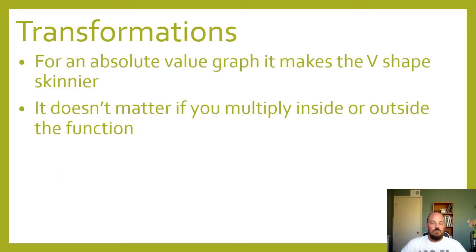Oops, I went out of order, that's okay. For the absolute value graph though, I want you to realize what it does. If you make a V shape taller, the way it's going to appear to you is skinnier. So the bigger the number that you multiply, the skinnier it gets. And I'll show you why when we do our example today. Now for this one, what I said is it doesn't matter if you multiply inside or outside the function. It's actually going to do the same thing. It's going to take it and it's going to make it skinnier. So let's take a look at an example.